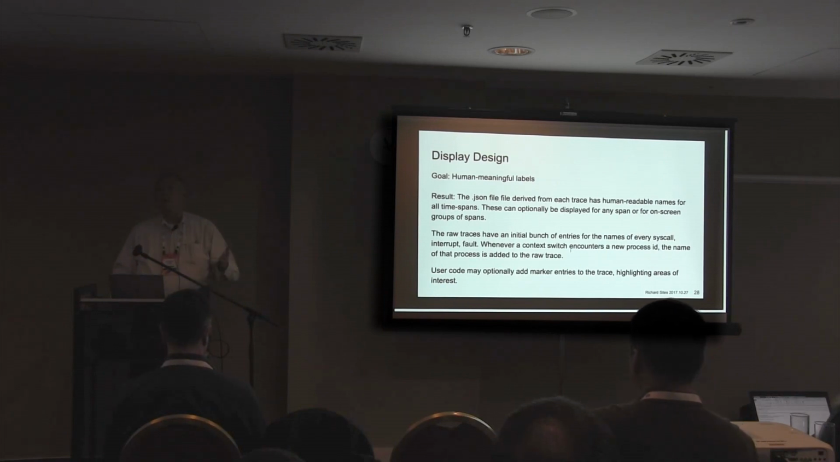It's important to have human meaningful labels. So the beginning of every trace has the names of all the system calls, so you don't have to remember that one is write or whatever. And whenever there's a new process ID that shows up, the name of that process is picked out of the kernel command line 16 bytes and put into the trace. And that's enough that you can start making sense out of these instead of just, oh, it's lots of pretty boxes.